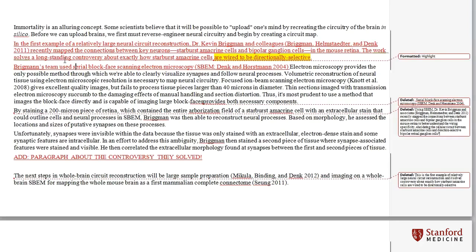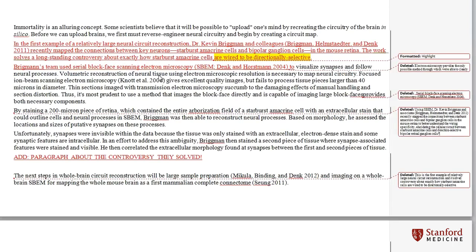So Brigman's team used serial block face scanning electron microscopy. And then what did they use it for? Well, they used it to visualize synapses and follow neural processes. So I'm actually going to change that first sentence a little bit to just go right into what Brigman's team used the electron microscopy for. I've changed it a little bit, but I think it works. So they used it to visualize synapses and follow neural processes. That was the goal of this type of microscopy. So I've started specifically with what Brigman's team did, and then I can go into some of the details about the different types of microscopy if it's needed.